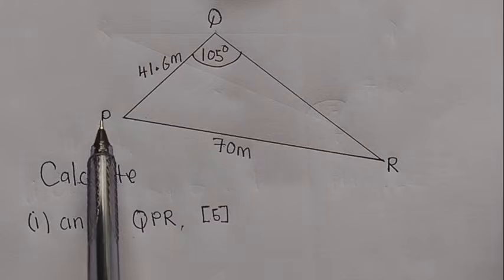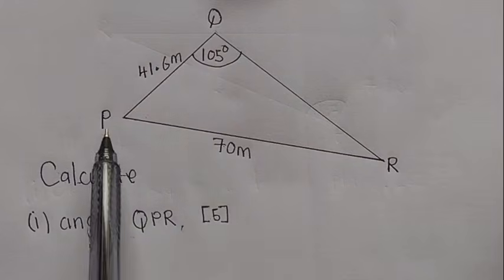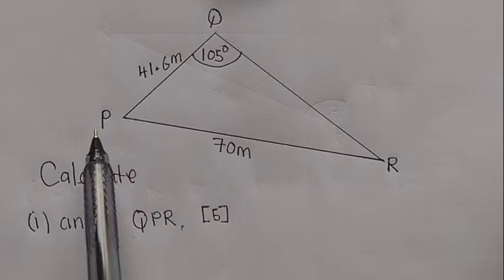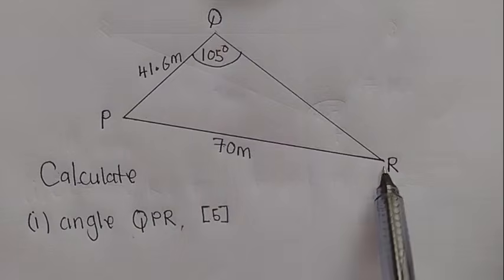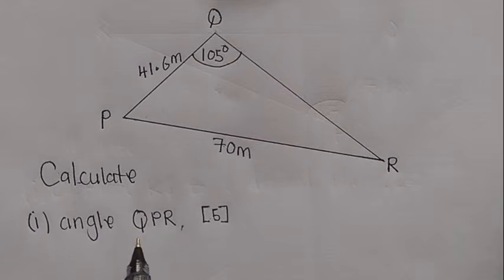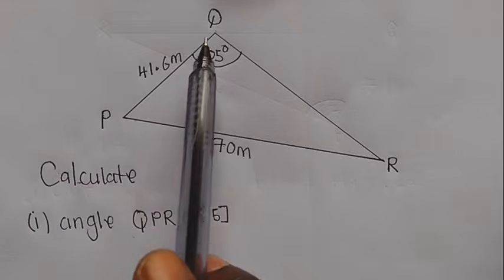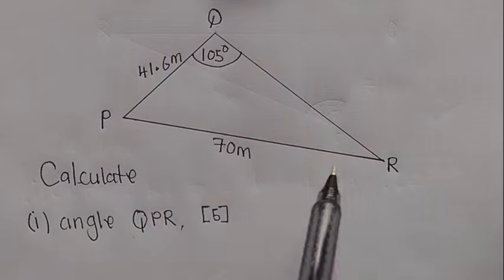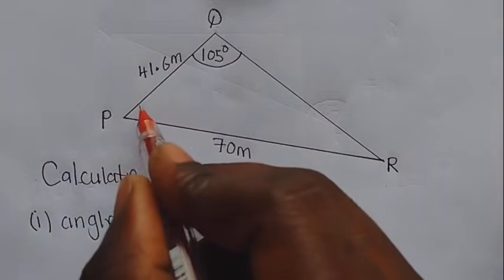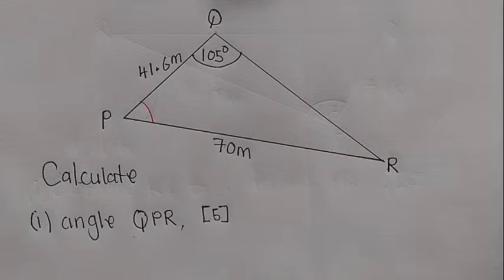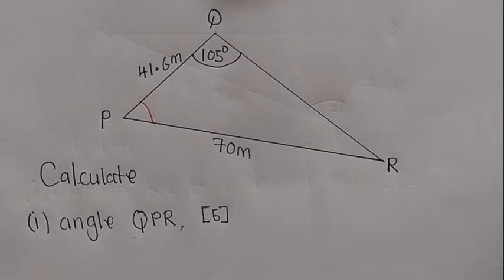We have the side PQ, we also have the side PR, then we have the angle PQR, meaning the angle at Q is 105. Calculate angle QPR. So they want us to find an angle which is going to be at P. So here we need to know which formula we are going to use.